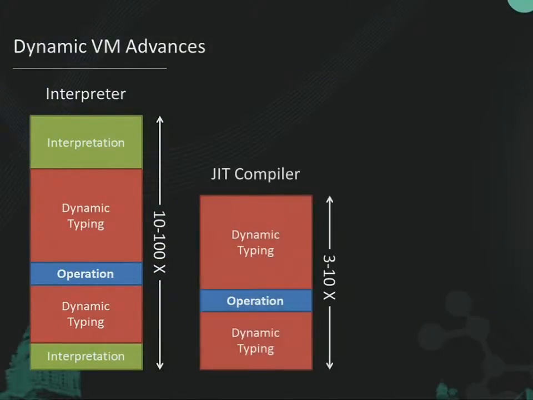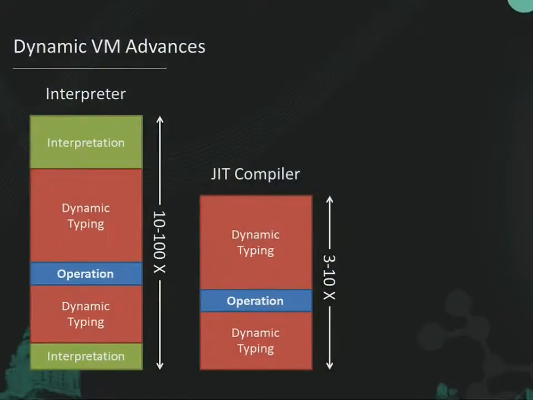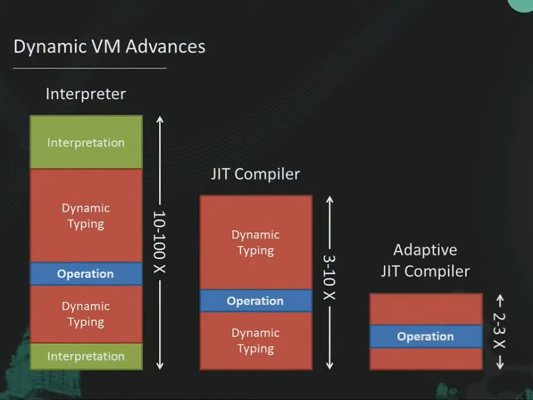JIT compilers have definitely taken away this interpretation part. If you look at things like the CLR, where you basically give this IL code and it gets JIT compiled into something that's very efficient, you're basically cutting out this interpretation part of the execution, and things get a lot faster. Now finally, with an adaptive JIT compiler, we can actually make things even faster.